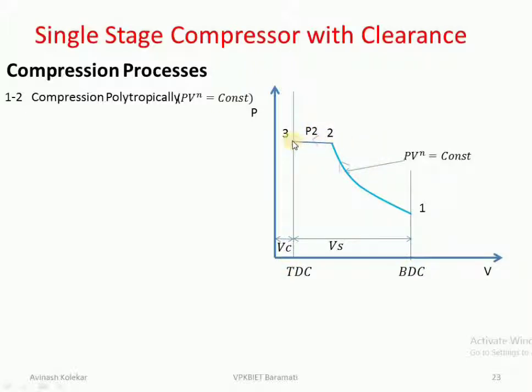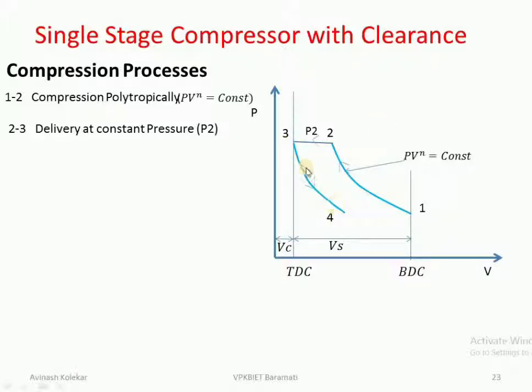After the delivery process ends at point 3, there will be a certain volume VC, called the clearance volume, and that much air will remain in the cylinder, at very high pressure P2. So high pressure air at point 3 will be available, and we will start the next stroke, that is the piston will start to move from the TDC to BDC, due to which the very high pressure air is going to expand polytropically.